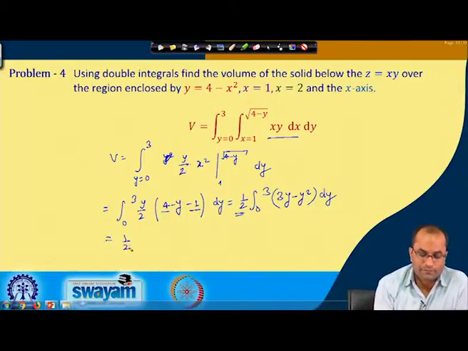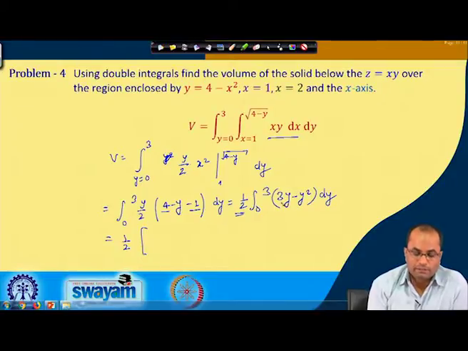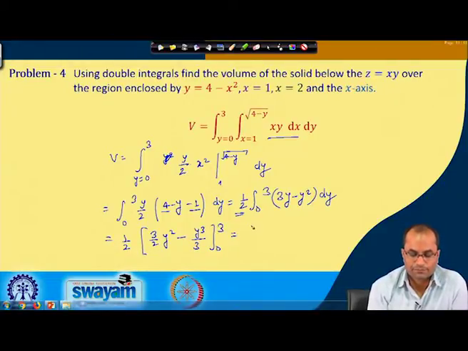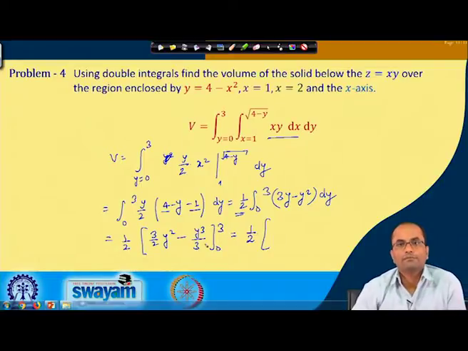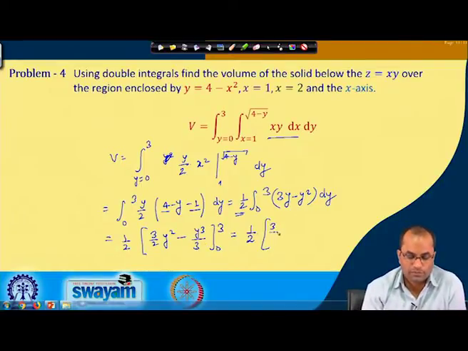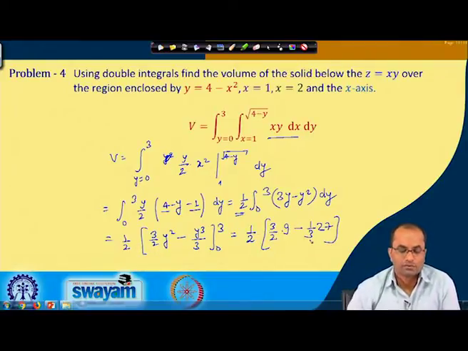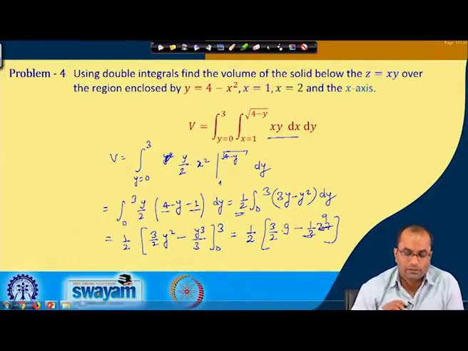So, half the integral 3y. So, 3/2 y squared minus y cubed by 3, with limits 0 to 3. So, 1/2, and then let us put the upper limit 3 here, the lower one will anyway make 0. So, 3/2 times y squared, so here 9 minus 3, and then 27, which is 9 again.